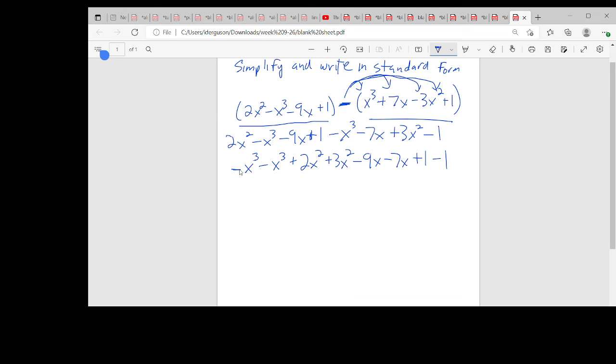So I've got a negative x to the third power and a negative x to the third power. That becomes negative 2x to the third power. I've got 2x squared and 3x squared. That's plus 5x squared. I've got negative 9x and negative 7x. That is negative 16x. And then finally, I got positive 1 and negative 1. They cancel each other out. So this is my final answer.